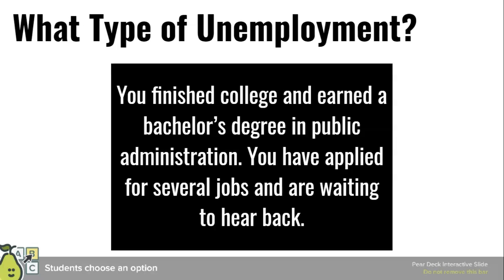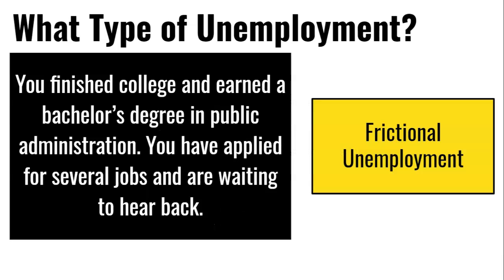If we're talking about different types of unemployment, to get your sense on this, we could say, well, okay, you finished your college degree. You've applied for several jobs, you're waiting to hear back. This is one of the examples of frictional unemployment. Short-term basis, you're going to quickly move into a job, presumably with that new bachelor's degree.